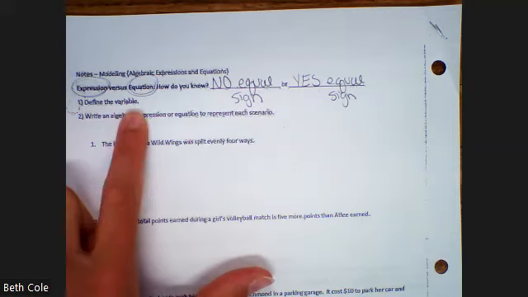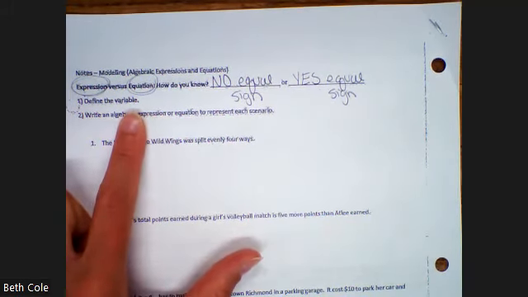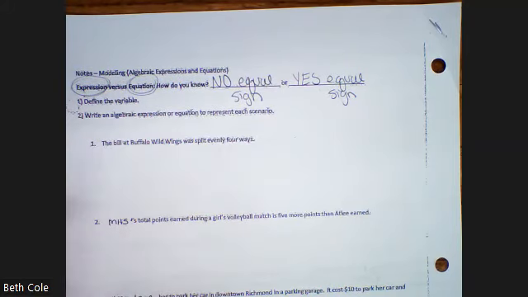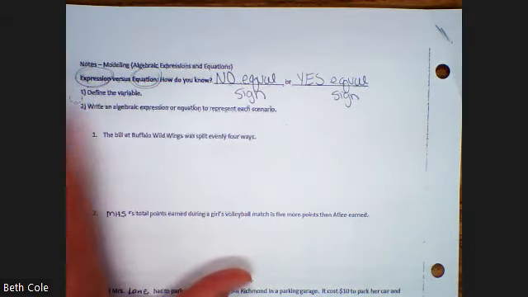So we're going to define the variable. I would usually use X and Y. You can pick whatever letter you want. I would stay away from things like S because it can look like a 5, or L because it can look like a 1, but it is totally up to you. But you're going to define the variable. I'm going to just use X. I think that's easiest. And then write the expression or equation to represent it.